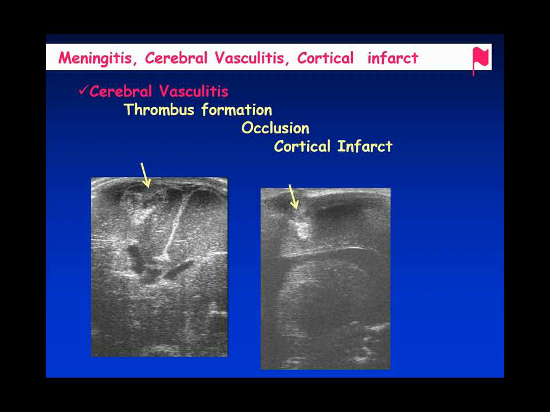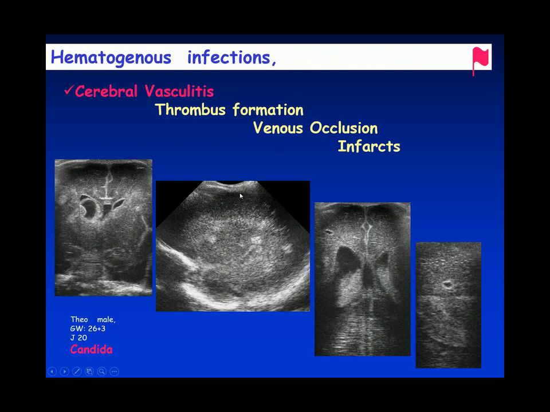In other cases, you may have another infecting agent, and cerebral vasculitis may lead to thrombus formation and venous occlusion, and you may have these white dots all over the brain, which are infectious infarcts due to Candida albicans in a premature baby, a very young baby, and you can see the evolution of those lesions with liquefaction and multiple dark dots, targets, in the brain.